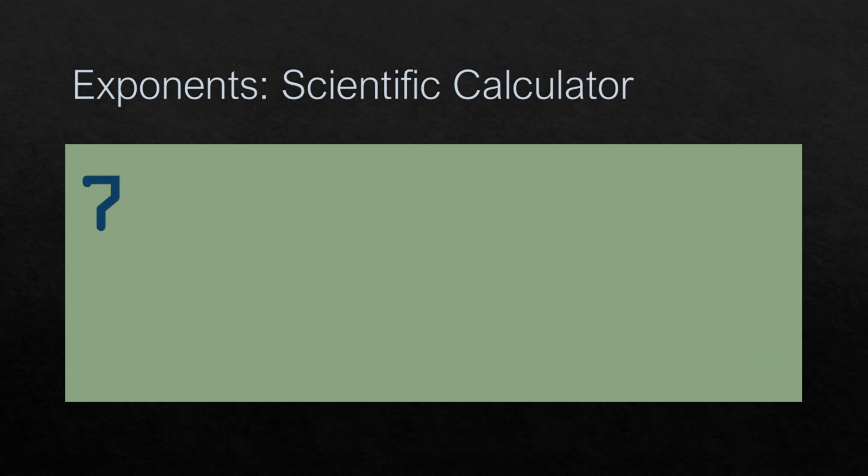You can also go ahead and type in the first number, the base. Then when you hit the x to the y button, it will just leave you a blank spot for filling in the exponent. Fill that in, hit enter or equals, and you get 343 or whatever answer you're looking for.